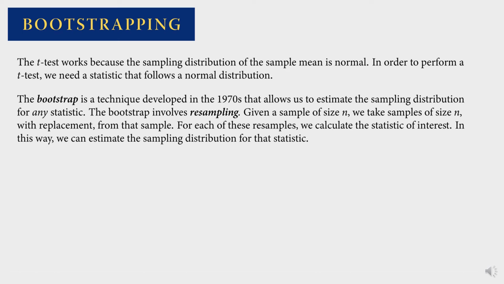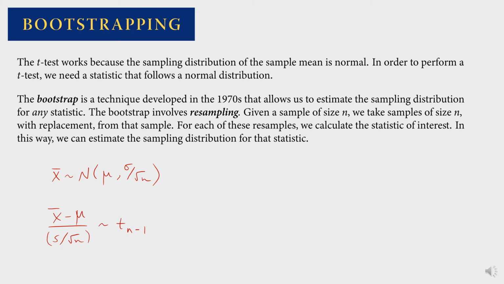The central limit theorem says that the sample mean has a normal distribution. The result of this is that the t statistic follows a t distribution. And that allows us to test hypotheses concerning the population mean.